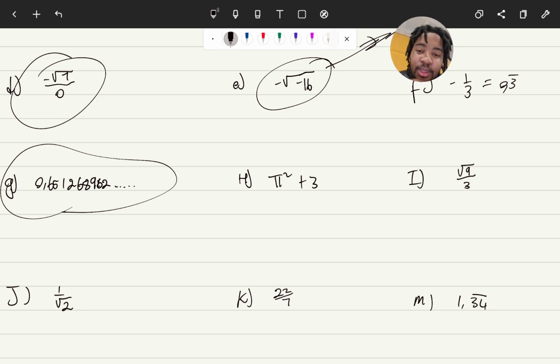You see it? And then for h, we talk about pi. Here we made this number interesting to say pi squared, and we try to add 3. Guys, don't be confused.